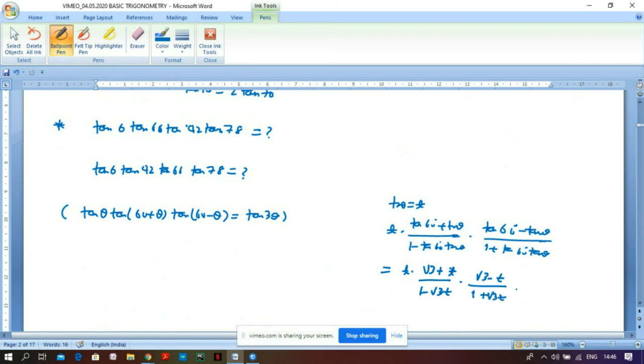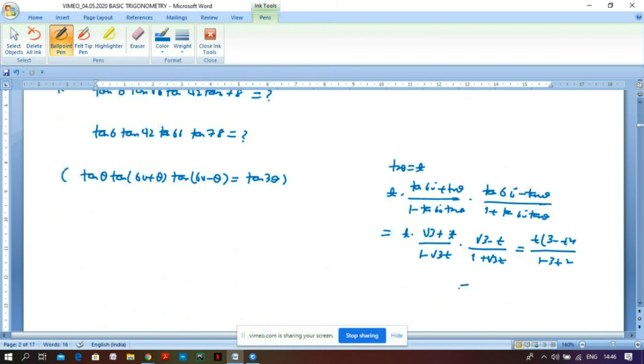So we'll get t times (3 minus t squared), and here (1 minus 3t squared). So you get perfectly all right (3t minus t cube) upon (1 minus 3t squared), and that is how tan 3 theta becomes. And so we will find that this is tan 3 theta. So if this is tan 3 theta, we should try to find which angle will take the role of theta here in this one.